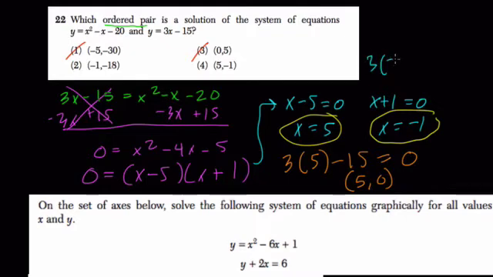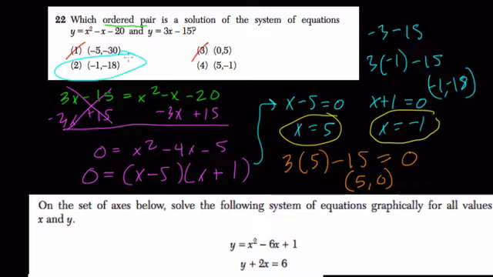3 times negative 1 minus 15. So it's negative 3 minus 15, that's negative 18. So the point is negative 1, negative 18. And that point is here, choice 2.